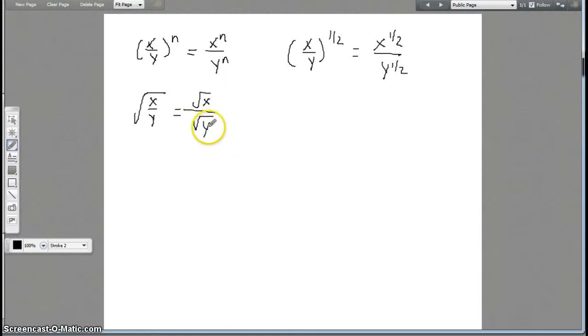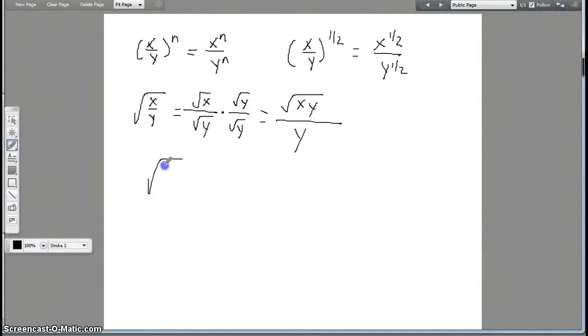So, to get rid of this square root y in the denominator, what we have to do is multiply by square root y over square root y, which is the same as multiplying by 1. And so what we end up with is square root of xy in the numerator, and then just y in the denominator, because square root y times square root y is just y.